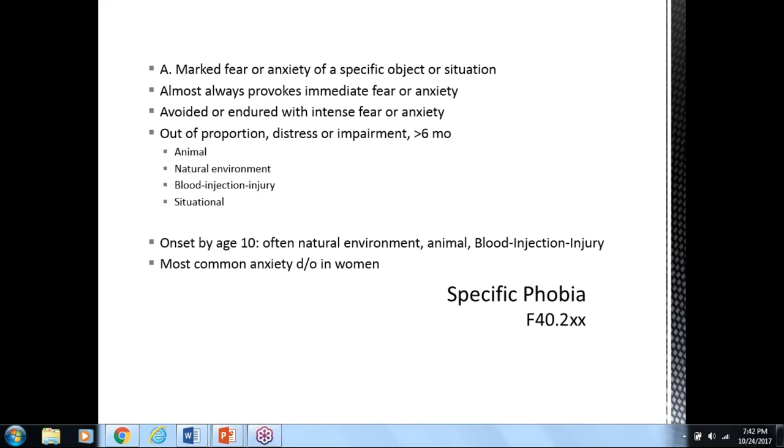SSRIs, SNRIs are first line for panic disorder, because something we mentioned before is serotonin has something to say on these circuits as well, on the fear circuit, on the worry loop that we're about to talk about. And serotonin is effective at decreasing norepinephrine output, and it's effective at decreasing dopamine output. And that's helpful for these folks with panic who just have norepinephrine kind of flying all over the place when you don't want it to be.